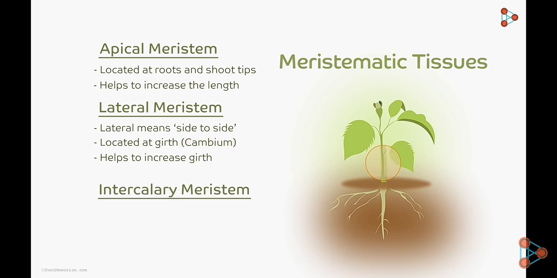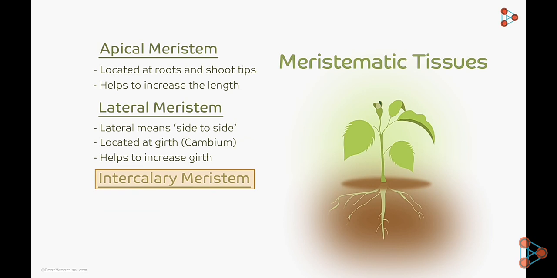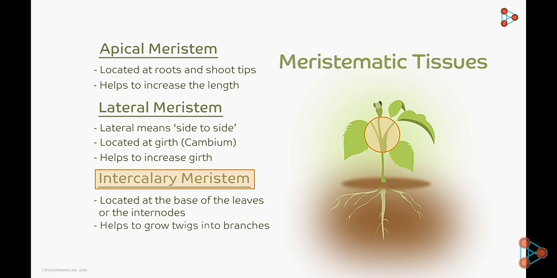What about the last tissue type? Intercalary? Where is this tissue found? This tissue is found at the base of the leaves or the internodes. These spaces here are known as the nodes. What do you think this tissue will do? They will facilitate the growth of the twigs into branches.